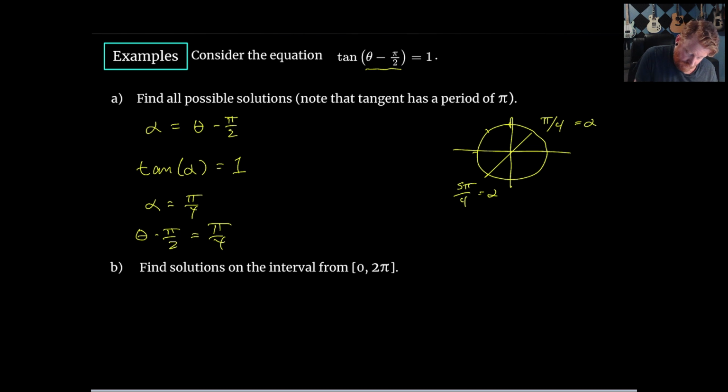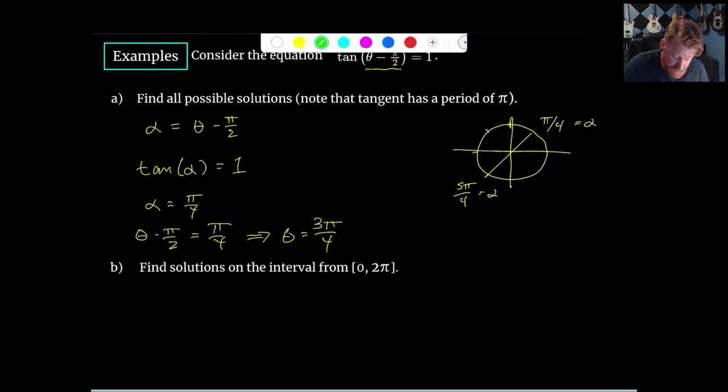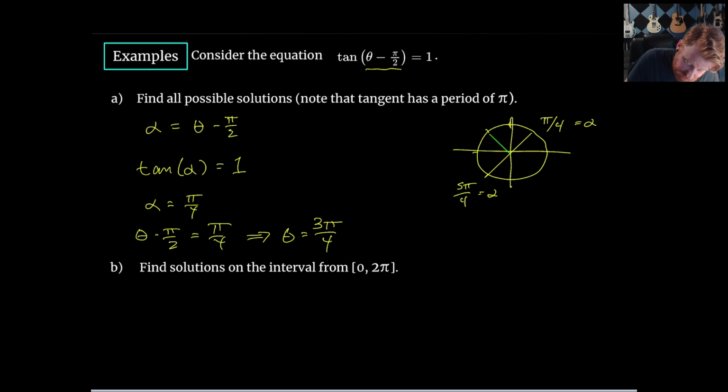So solving this here is going to give me theta equals 3 pi over 4. And this makes sense. If I draw this in here, I know we still need to go get the other solution. But if I draw in 3 pi over 4, that is right here. And if I subtract pi over 2 from that, we get back to pi over 4, which is where the tangent value is equal to 1. So yes, 3 pi over 4 totally makes sense as a solution here.